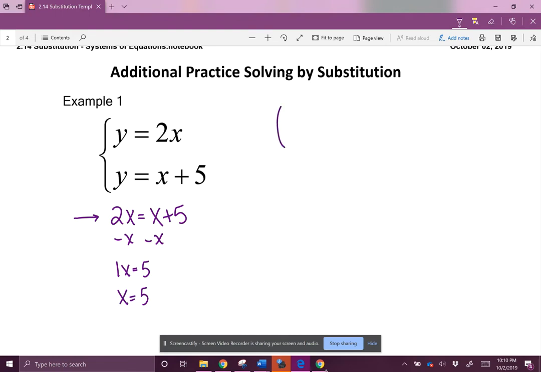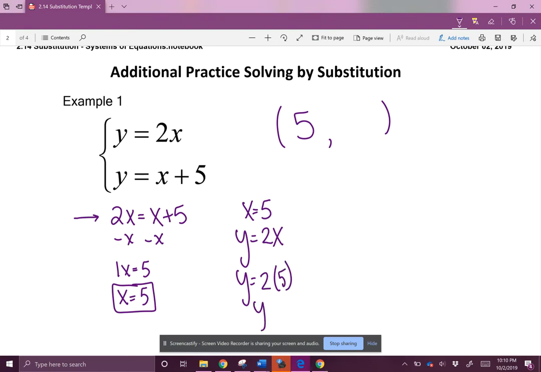So for this system of equations, the intersection point, the x value is 5. From there, we're going to take that x equals 5, and we're going to substitute it into either equation to figure out what y is. It does not matter which one you choose, just completely preference. So if we know x is equal to 5, I'm going to use the top equation, and y is equal to 2x. I'm going to substitute that 5 in for x, so I have 2 times 5. y must be equal to 10. So I know my solution to this system is (5, 10).